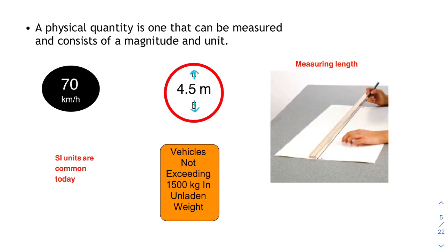All right, how about this one? The speed of the car or vehicle passing through this road must be not more than 70 kilometer per hour. So this is a magnitude, this is a unit. This is also another signboard. So you have the magnitude and the unit.